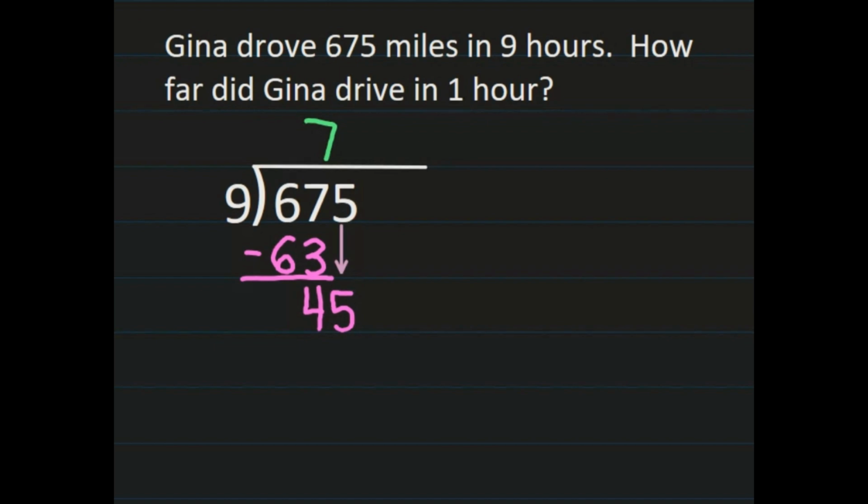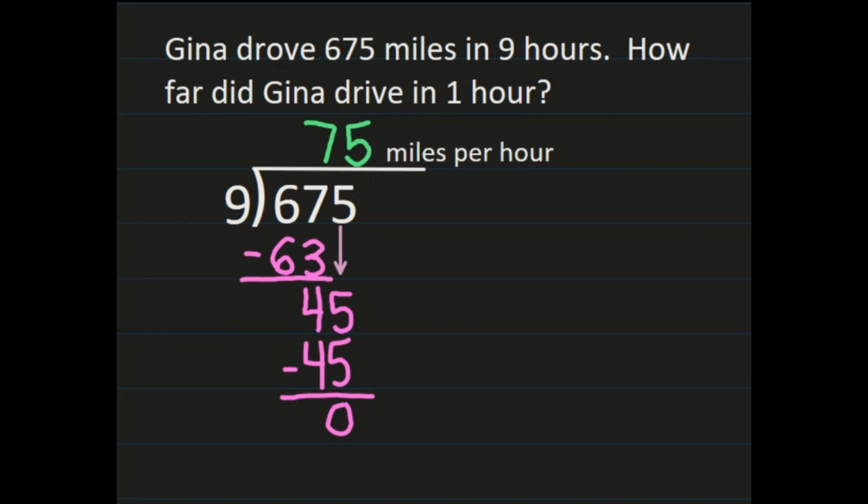And 45 divided by 9 is 5. 5 times 9 is 45. And when we subtract, we get 0. So I don't need to add a decimal or any more zeros. My problem is finished. I don't have anything else to bring down, and I don't have a remainder. So 675 divided by 9 is 75, and we're going to label this miles per hour because that's what we found. We found how many miles Gina drove in 1 hour.